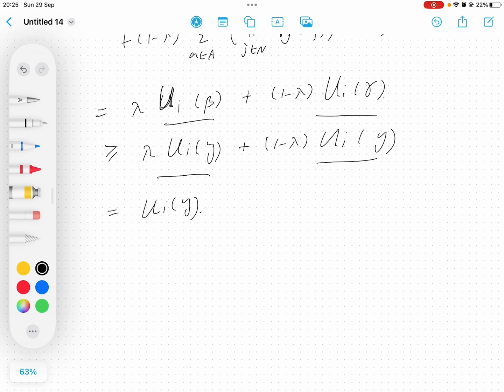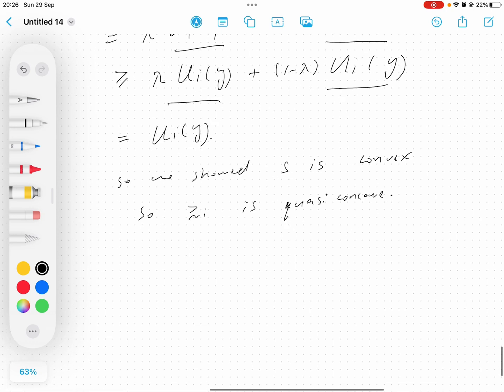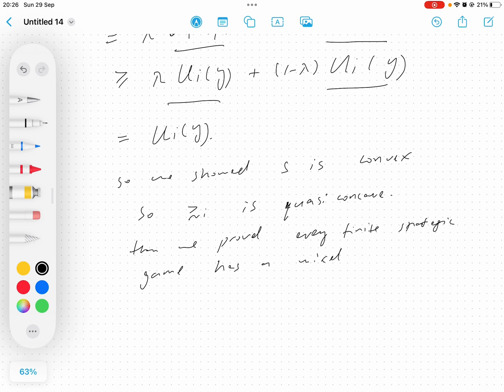So we showed S is a convex set, so this utility or this preference is quasi-concave. Then we proved every finite strategic game has a mixed strategy Nash equilibrium.